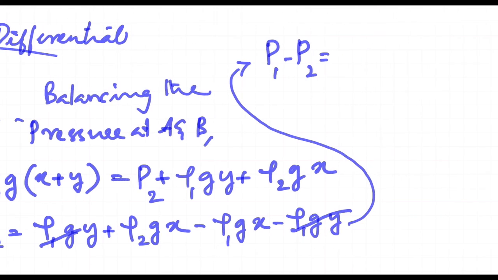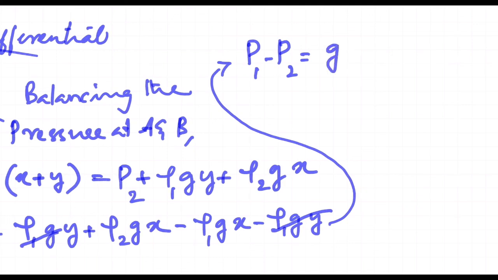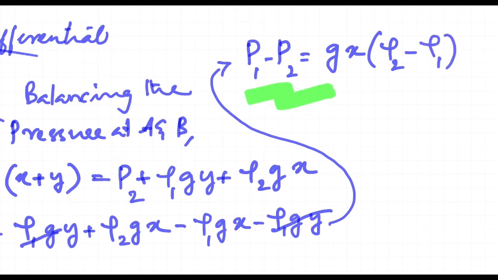So g x is the common term. I'm just taking that out of the equation, so g x times (ρ2 minus ρ1). Now that's the differential pressure. You probably won't get P1 and P2 individually, but you will get the differential pressure across those two planes.